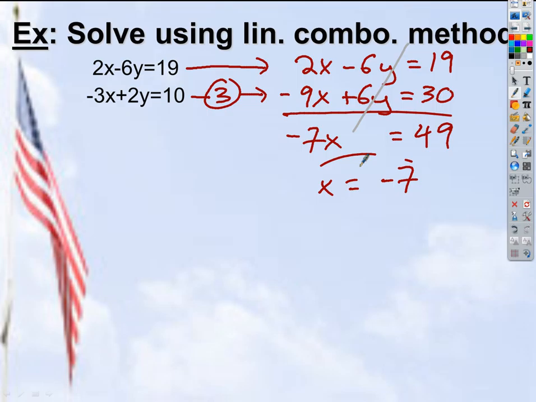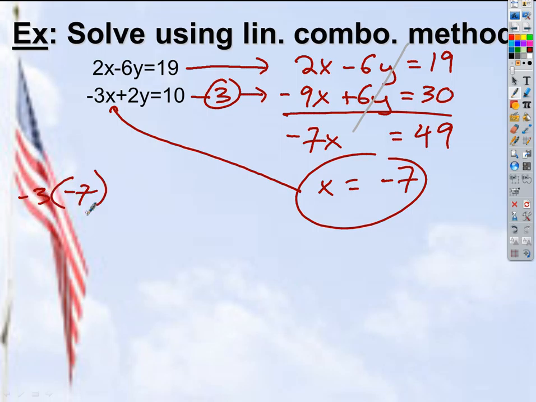And in this case, there's not really a clear winner. They both seem about the same. But if I plug that x into, let's just say the bottom one, I get negative 3 times negative 7 plus 2y equals 10. Negative 3 times negative 7 is 21. So 21 plus 2y equals 10.